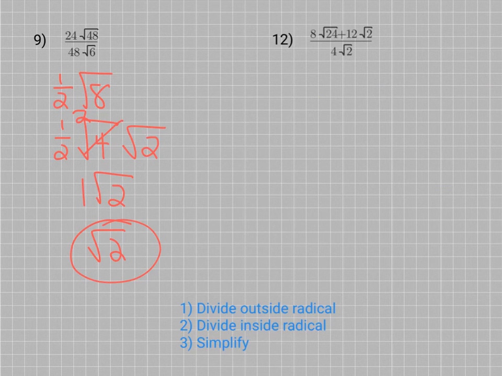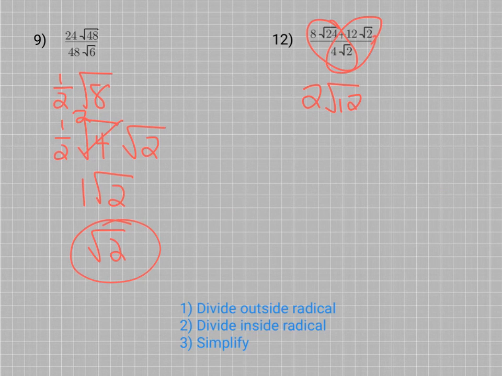Okay, and the last one we're going to look at is number 12. Now, with number 12, since we have a binomial being divided by a monomial, we're going to have to individually divide the terms on top by 4 radical 2. So we're going to have to do this twice. All right, so when we take 8 radical 24 and divide it by 4 radical 2, well, 8 divided by 4 is 2, and radical 24 divided by radical 2 is radical 12.